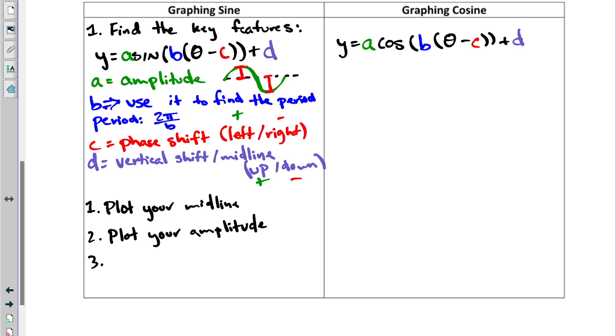And then step 3 would be plot start and end points. You always start and end at the same place. For sine, you start in the middle and end at the middle. Okay. I would say step 4 is to plot your, I'll call them halfway points.